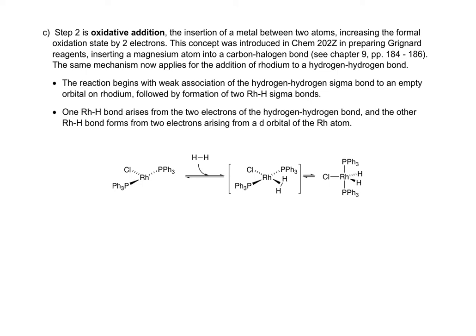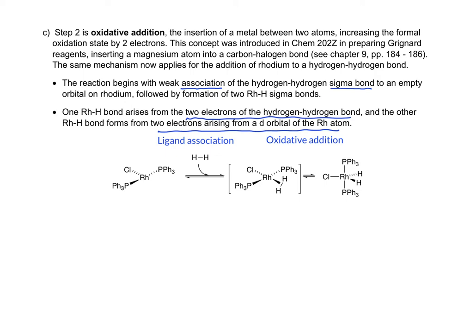There is a ligand association step where the electrons from the hydrogen-hydrogen sigma bond are donating to an empty orbital on rhodium. And then the second part of this is the oxidative addition. 2 electrons come from the hydrogen-hydrogen sigma bond to form a rhodium-hydrogen bond. 2 more electrons come from a d orbital on rhodium to form a second rhodium-hydrogen bond.